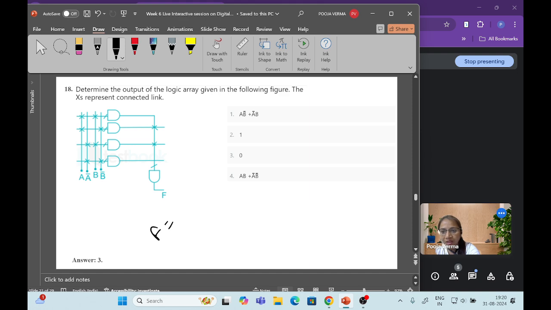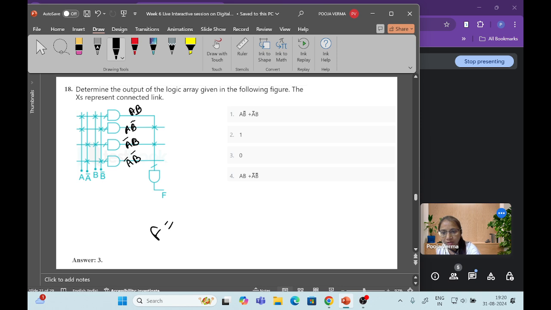So first one is A, B for the first AND gate. Next one is A B dash for the second AND gate, and A dash B for the third AND gate, and the fourth one is A dash B dash. Now we have to OR, sorry, it is AND. Here it is ANDed, right? So again we have to AND these.